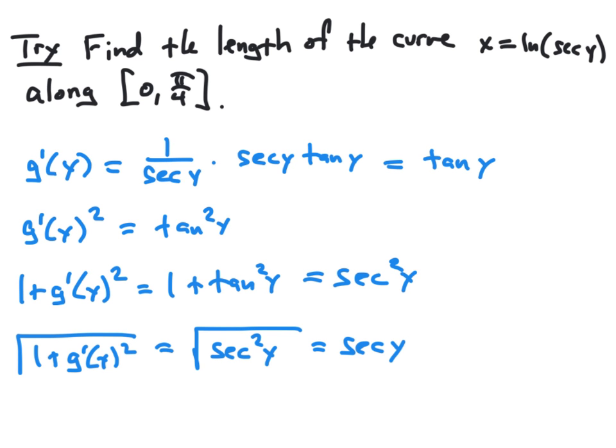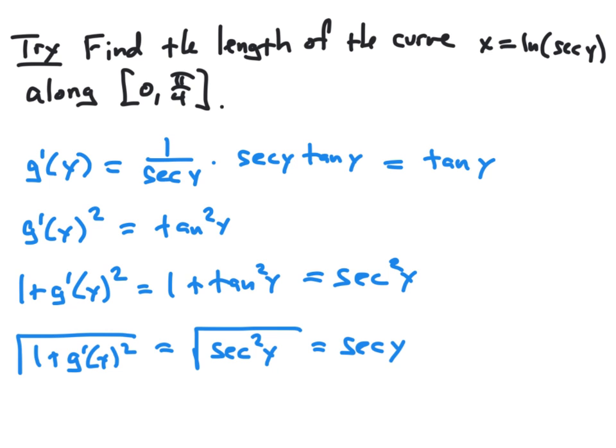We first need to find the expression, the square root of 1 plus the derivative squared. So we first find the derivative of our curve, which will again be computed using the chain rule. Here we have 1 over secant of y multiplied by the derivative of secant y, which will be secant of y tangent of y. And the secants here will cancel, and we're left with just the tangent of y.